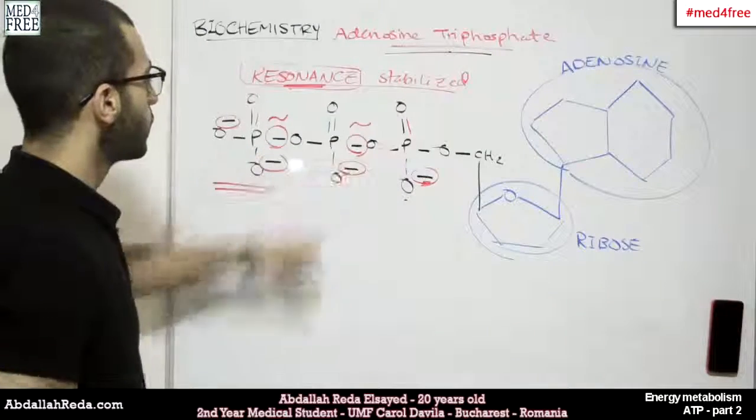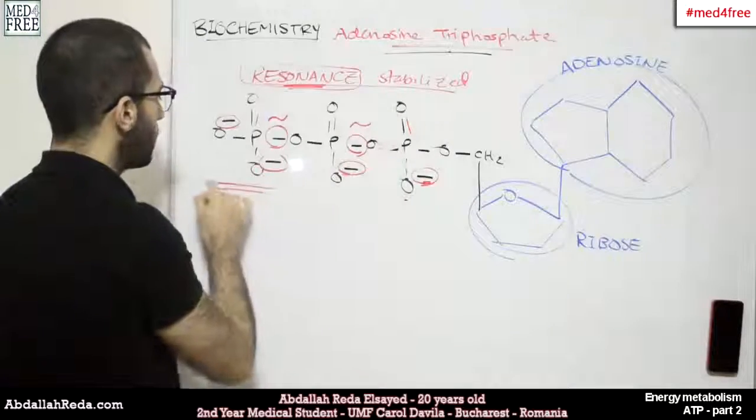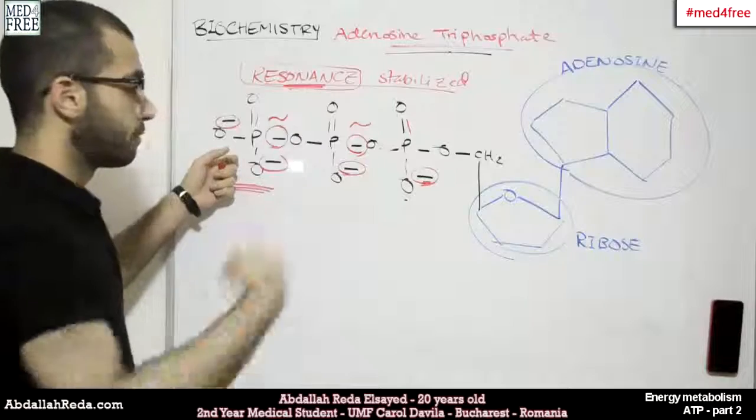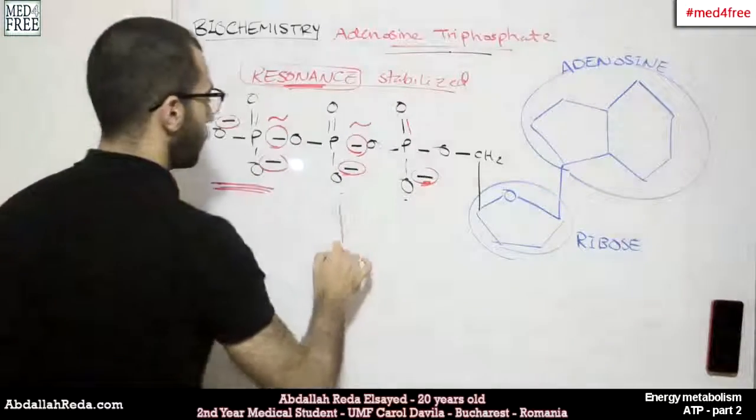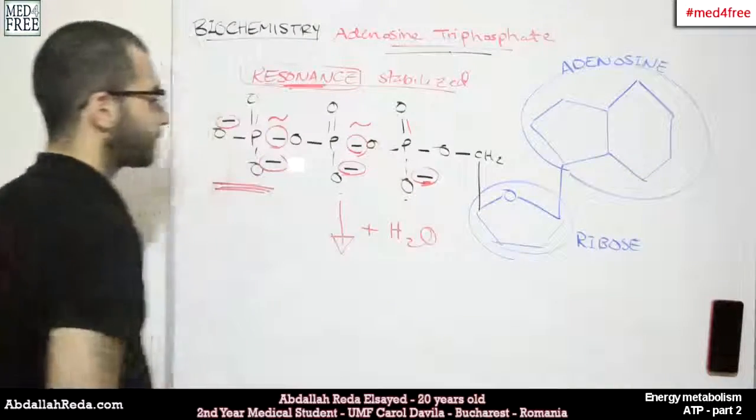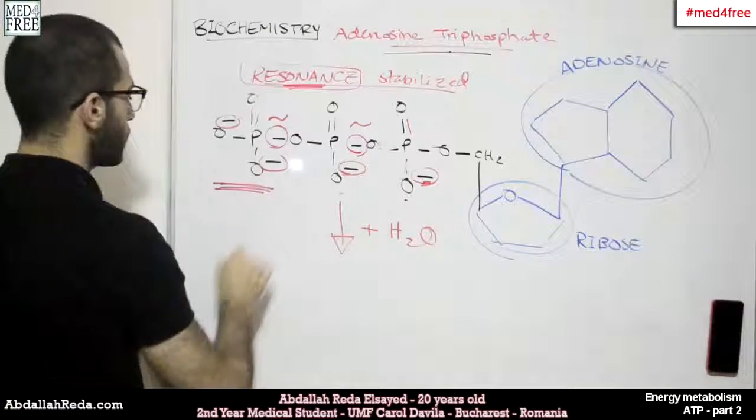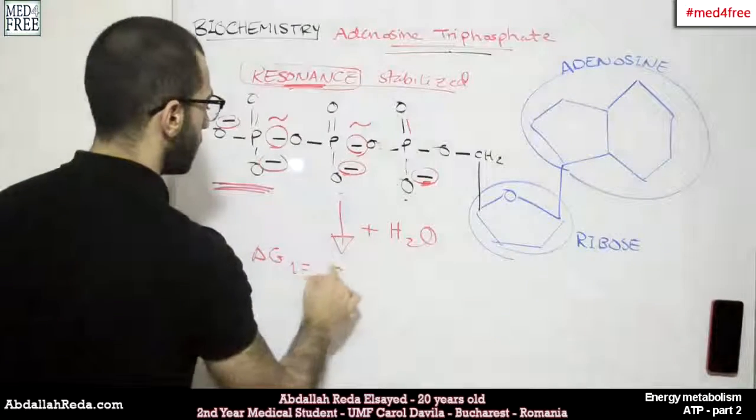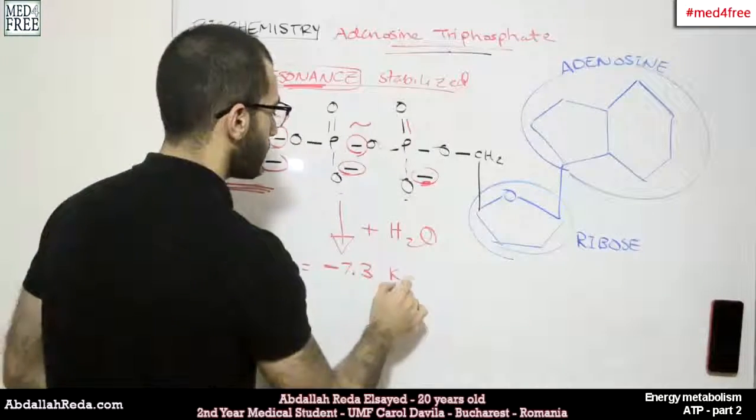So in order to break the phosphoric acid groups, sometimes one of them is just broken and other times both of them are broken, and this is done through hydrolysis. So by adding water, we could lose one bond, and throughout the first step, so delta G1, there's a release of 7.3 kilocalories per mole.